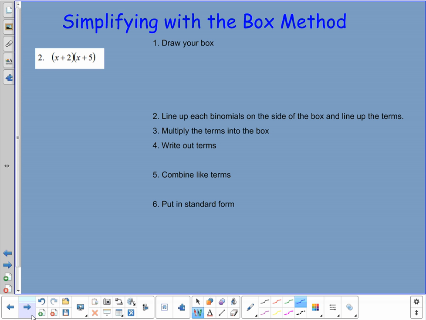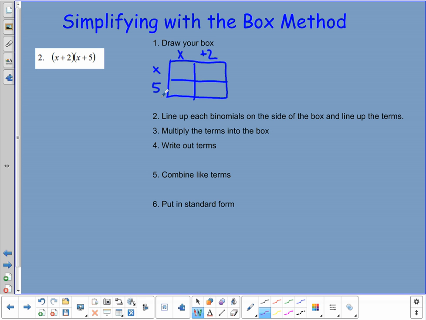Let's try number two using the box. In number two, if you set up a box on your page, you need a 2 by 2 box. So I'm going to have two columns and two rows. What happens here is I put one binomial on the top, positive 2, and I put the other binomial on the side, positive 5. So x plus 2, x plus 5.